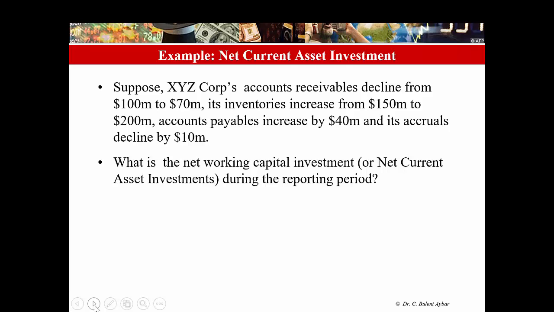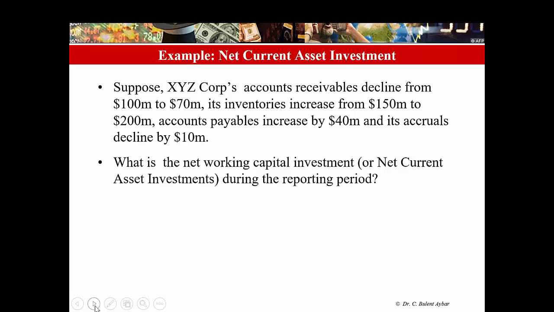And it experiences an increase in its inventories from $150 million to $200 million. In contrast, its accounts payables increased by $40 million and its accruals declined by $10 million. So given this information, what should be the net working capital investment for this firm during the reporting period? Now we have all the information that we need.